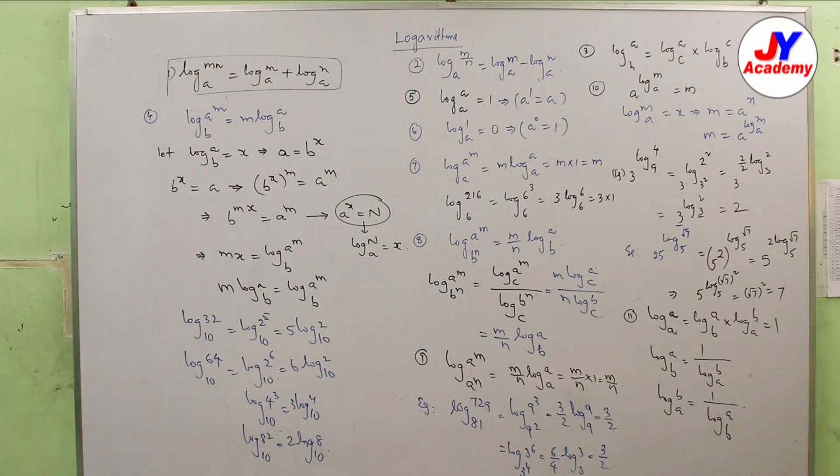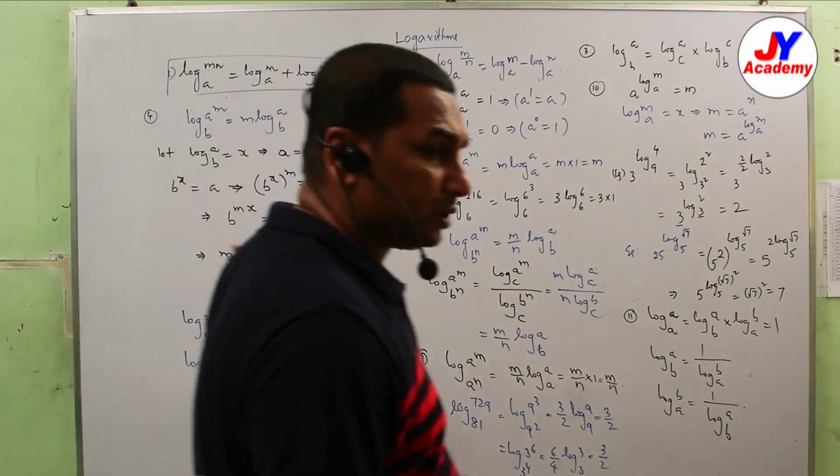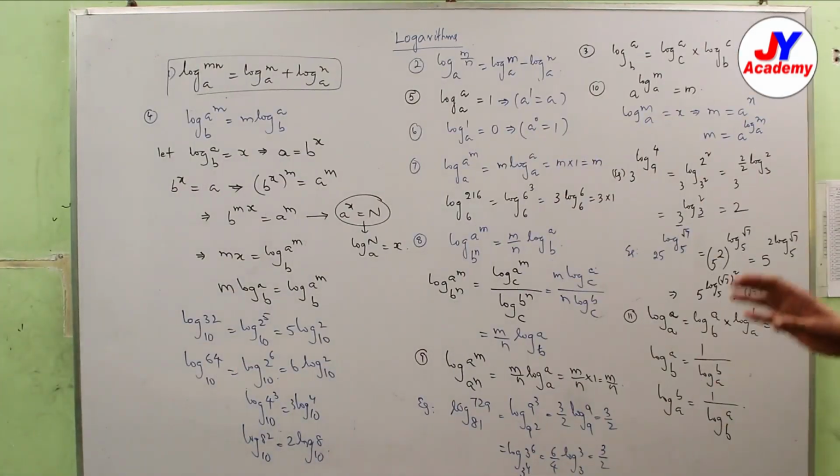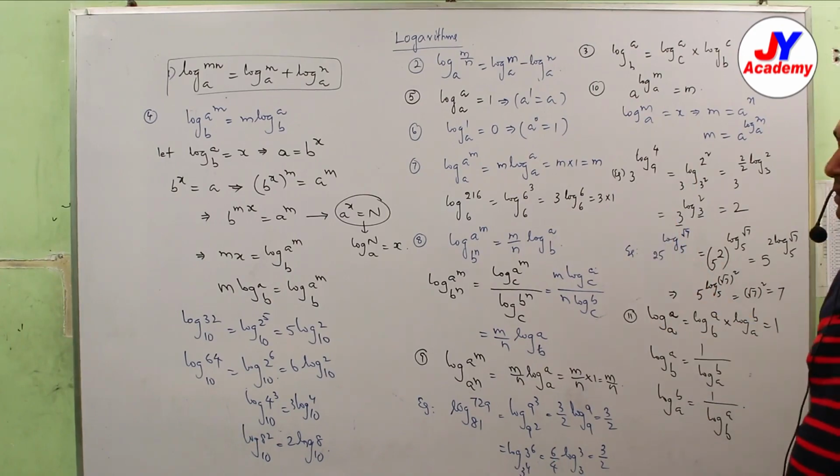So these are the main results. These 11 results are very particular to solve any type of logarithmic simplifications. Once go through it properly, and already in our next sessions, in our next videos, we will discuss logarithmic inequalities.